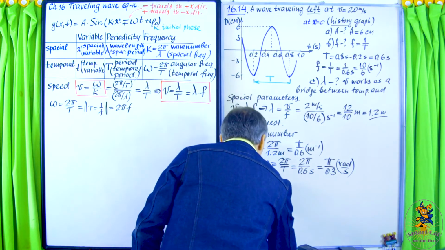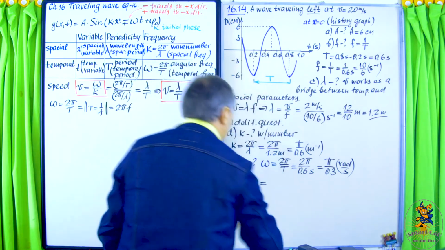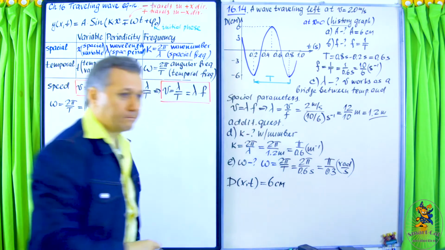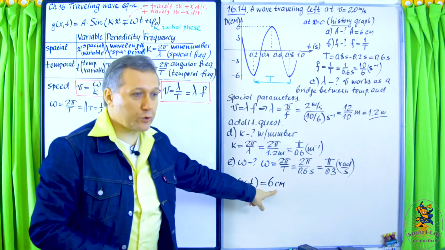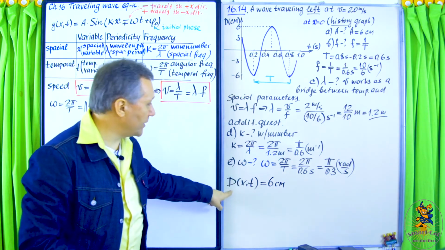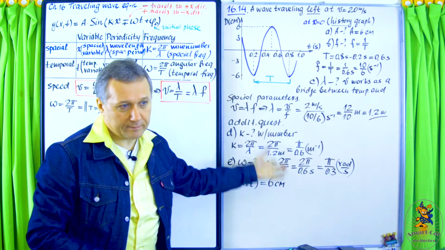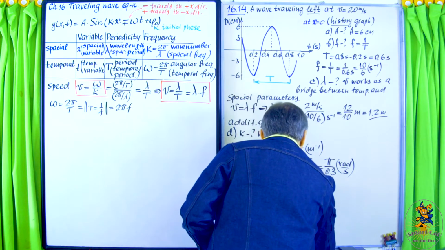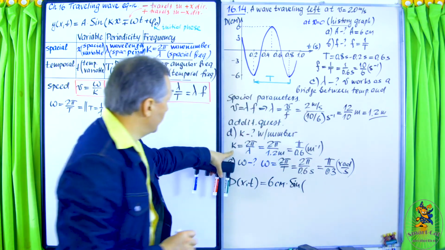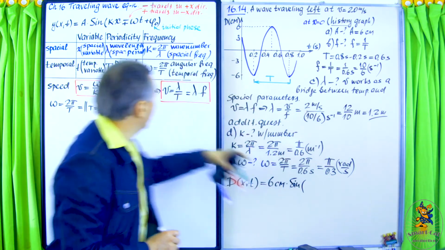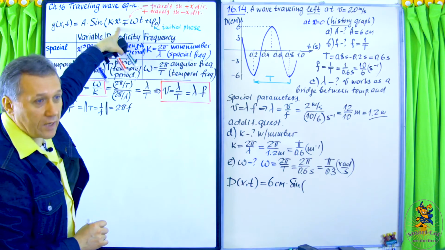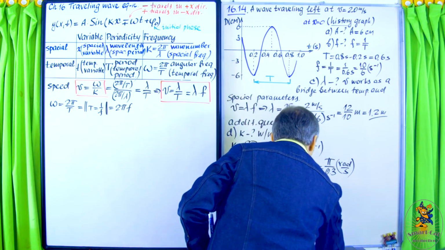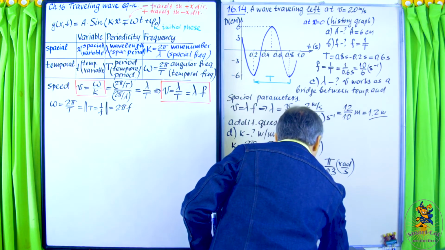So amplitude, of course, we can see it's 6 centimeters, right? Of course, you can convert to meters, but it's not a big deal. Just your displacements will be in centimeters, right? So it's fine. Then sine of k, we found pi over 0.6, times x. Pi divided by 0.6 times x.